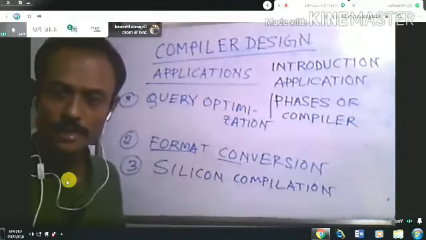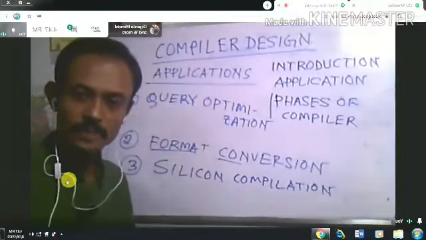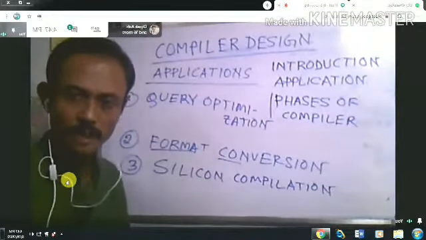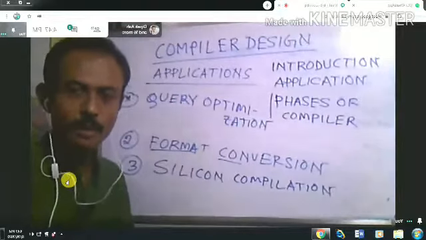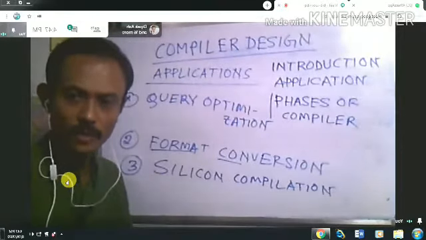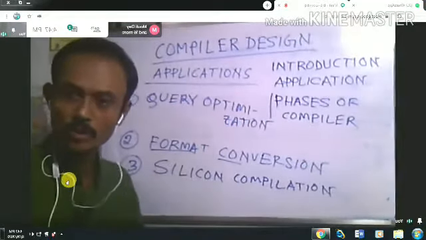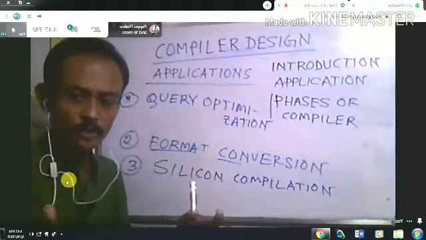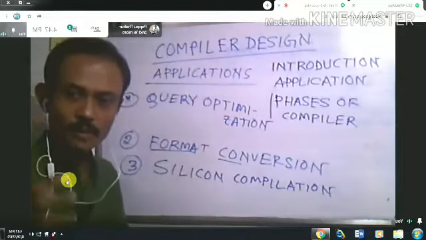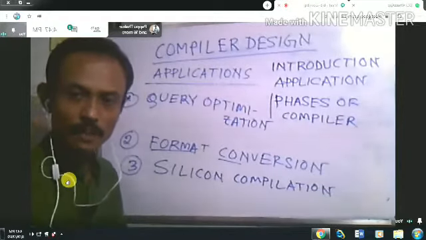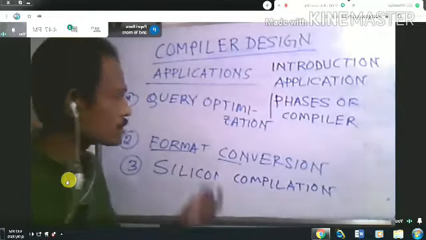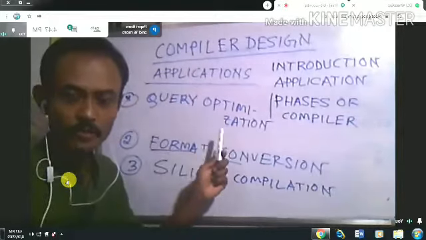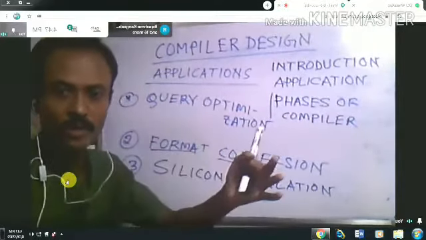So query optimization. We know that in real life, database management systems are used in any software, any application. Most applications use a backend database, and to handle those backend databases we require SQL queries. To simplify and optimize these SQL queries, one kind of system software is required. That system software is called the query optimizer.